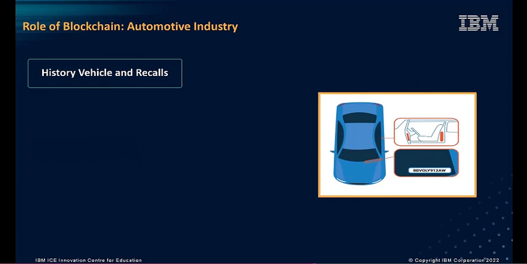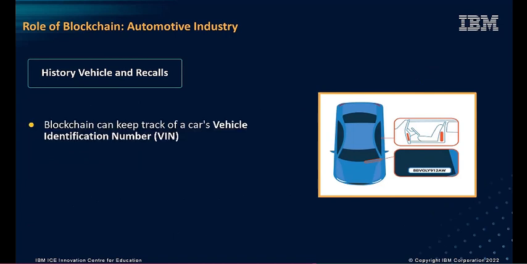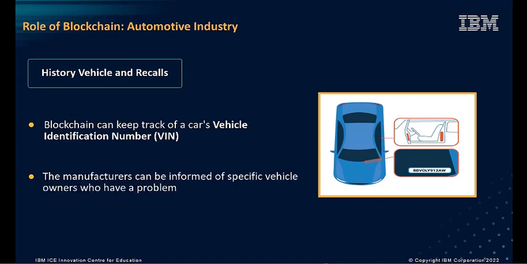Vehicle history and recalls. Blockchain can keep track of a car's vehicle identification number, VIN. The manufacturers can be informed of specific vehicle owners who have a problem, so they won't have to spend as much on recalls, and drivers of cars won't need to be inconvenienced.